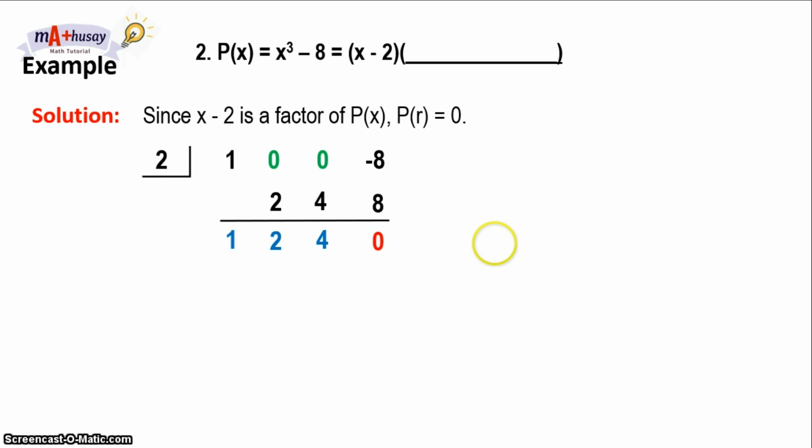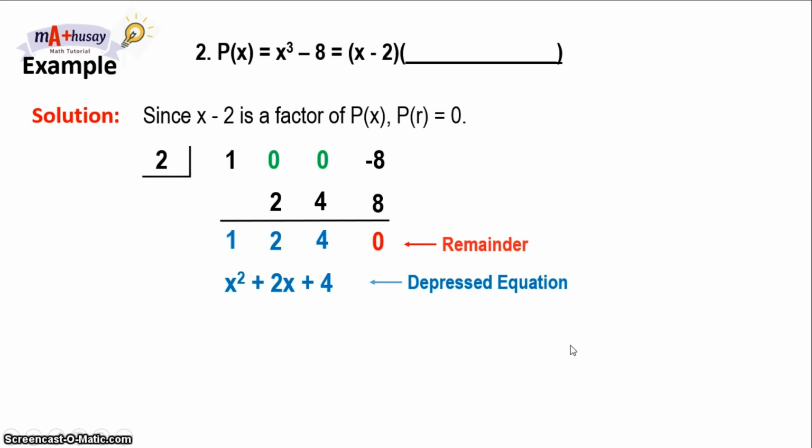So we can now write our quotient. Our leading term in p of x has a degree of 3, so the degree of q of x, the quotient, should be squared. Using these numerical coefficients, we write x squared plus 2x plus 4. This is your depressed equation and 0 is your remainder. Because x minus 2 is a factor, as already indicated in the problem.